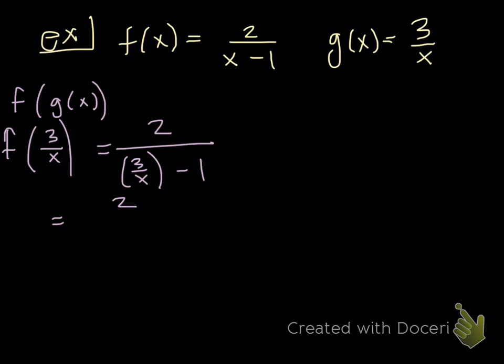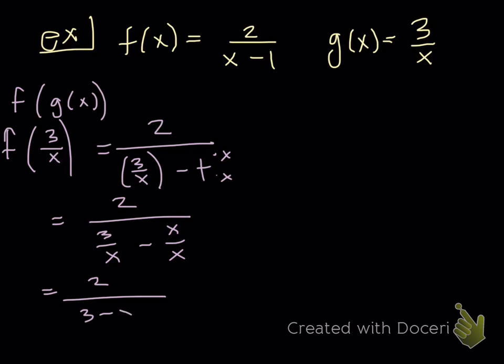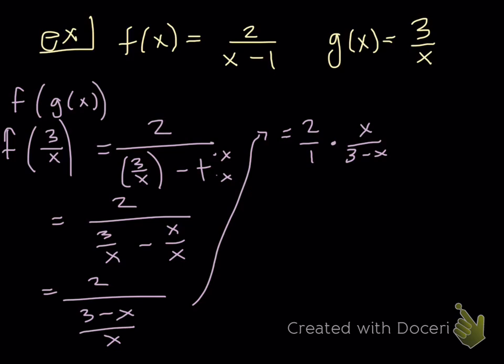I want to get common denominators in the bottom. So I'm going to change this 1 to be x over x. So remember, it's like I'm timesing by x over x. So now I'm at 2 over 3 minus x over x. And then we know that we need to keep change flip. So I keep the top of 2 over 1 times x over 3 minus x. Multiply straight through top and bottom. We get 2x over 3 minus x.